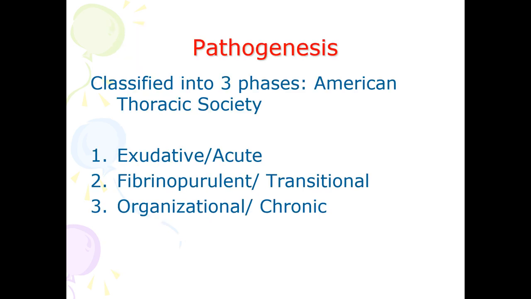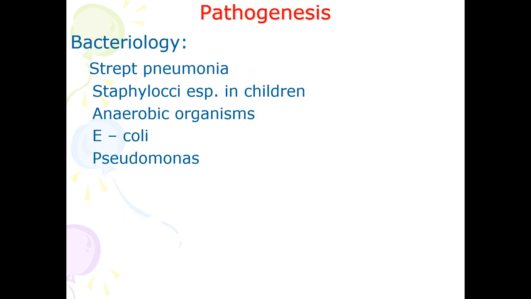Classified into three phases according to the American Thoracic Society. Exudative phase, which is acute; fibrinopurulent, which is transitional phase; and organizational stage phase, which is chronic. Bacteriology: Strep pneumoniae, staph especially in children, anaerobic organisms, E. coli, Pseudomonas.